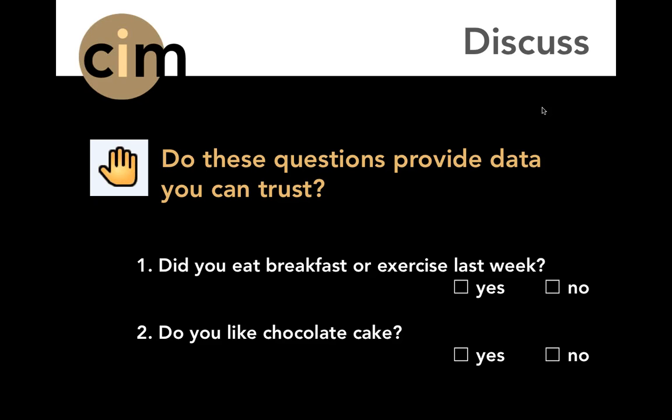I suppose it would, as long as you're consistent in the way you ask it at the beginning and the end. Self-reporting is what it is. It's just a person's answer at that time. So I guess, yeah, in and of itself, question 2 would give you a good answer as to whether or not someone liked chocolate cake.